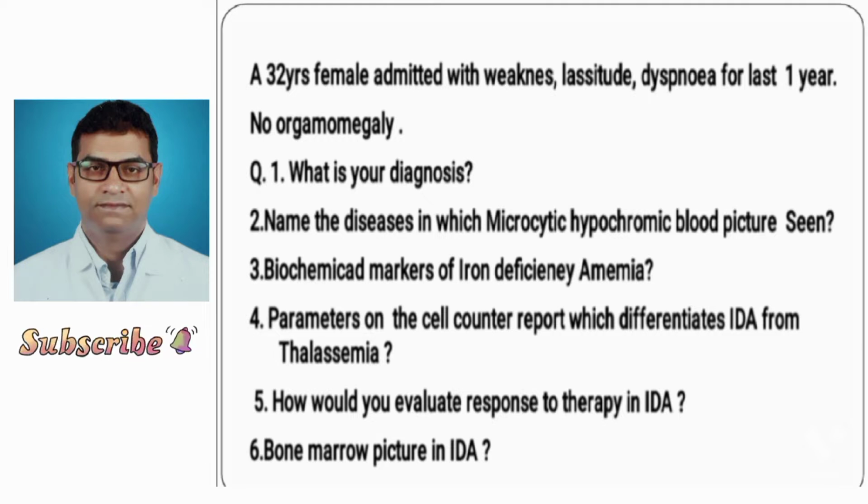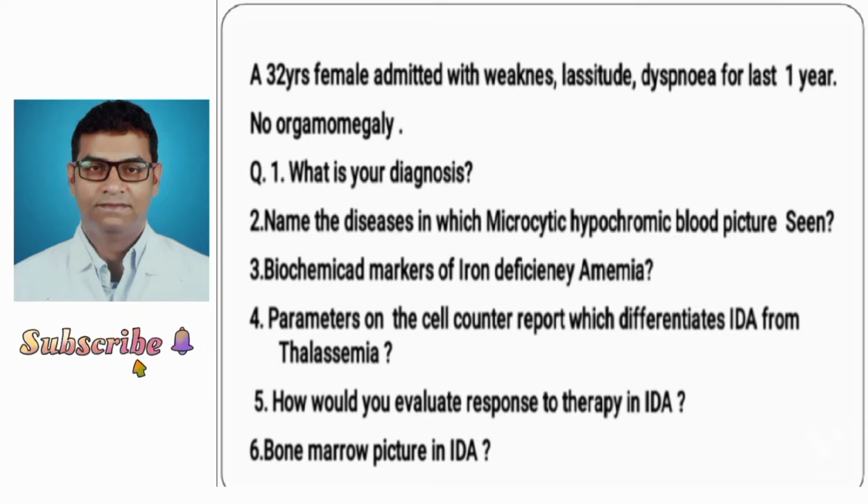Iron deficiency anemia, thalassemia trait, thalassemia intermedia, thalassemia major, HbH disease, HbE thalassemia, and some cases of anemia of chronic disorders show the microcytic hypochromic blood picture. Biochemical markers of iron deficiency anemia: serum iron, serum ferritin, serum transferrin receptors, total iron binding capacity TIBC, transferrin saturation. Out of this, serum ferritin, the single test, will detect the iron deficiency anemia.